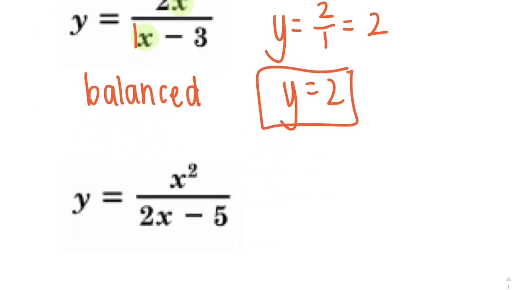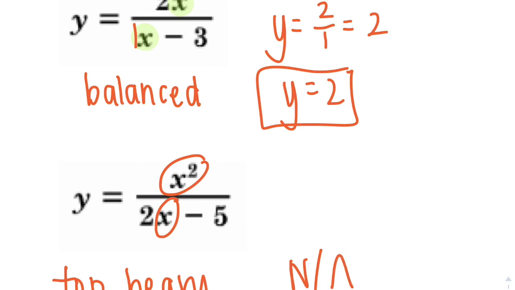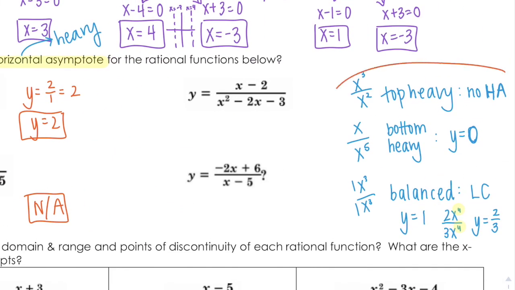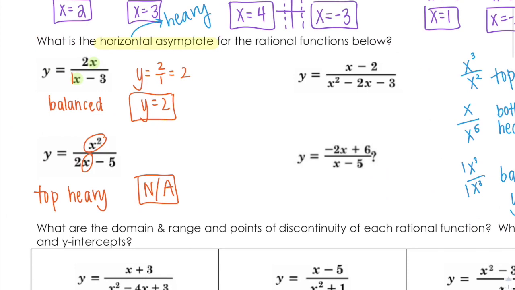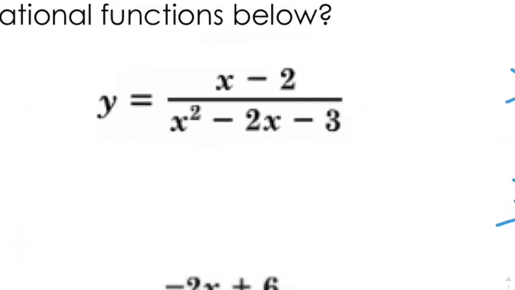Okay, looking at this one. Now I have x squared over x. So this is top heavy. Bobo Botten, bigger on top. There is no horizontal asymptote, so NA. If you get used to looking at this chart, that's fine, or however you remember it. Just remember you won't have that. You just have to have it memorized, which is where that Bobo Botten eats DC comes into place.